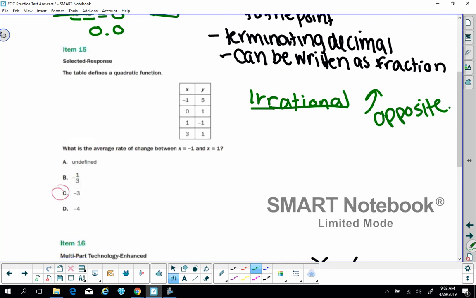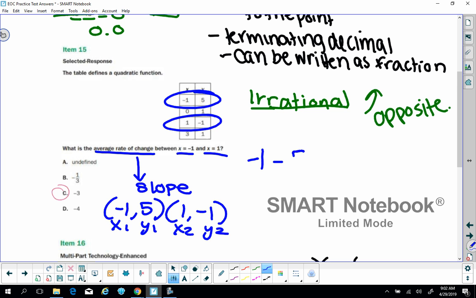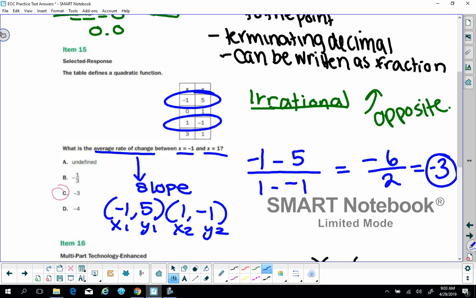Next one, I can see average rate of change, so I should look at my formula sheet and I can read that I'm talking about slope. And remember, it's between these 2 points, so I'm only looking at when x is -1 and when x is 1. So I would write down my points like this. Next, I would label. I remember I label x1, y1, x2, y2, and then you plug it into the slope formula. When you do that, you get -1 minus 5 over 1 minus -1. That slope formula is given to you on the formula sheet. You end up getting -6/2, which gets you -3. So C.